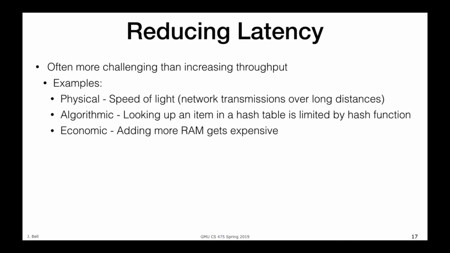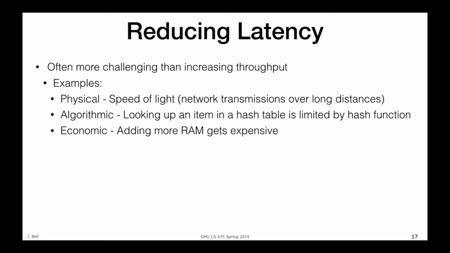So reducing latency is often more challenging than increasing throughput because of the different kinds of limitations that we hit. In terms of physical limitations, when we're talking about network-based systems, we certainly run into speed of light issues. We can run into algorithmic limitations. At some point, there may just simply be work that needs to be done serially, like looking an item up in a hash table to find, for instance, some cache value.